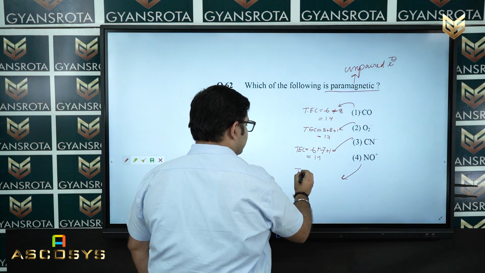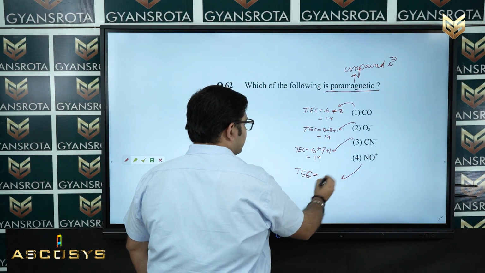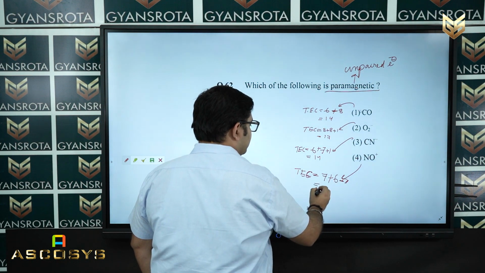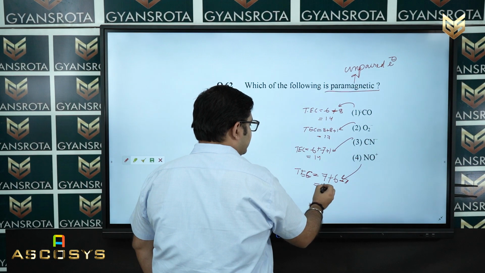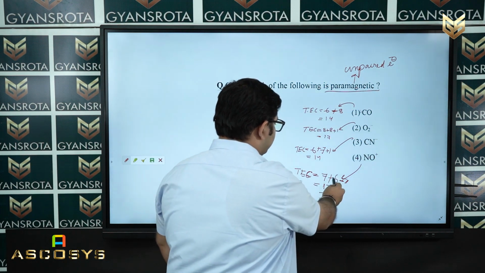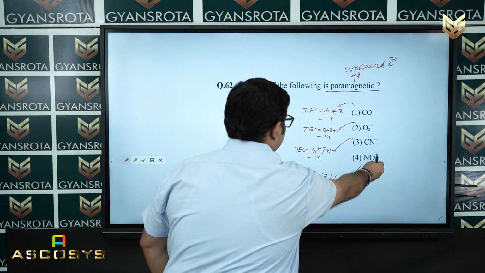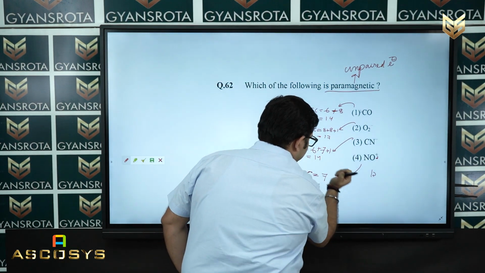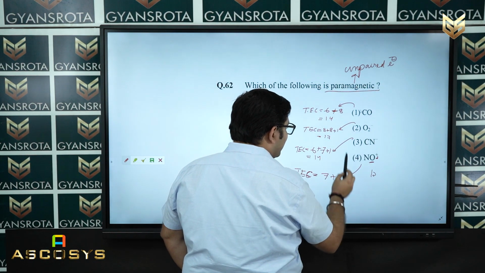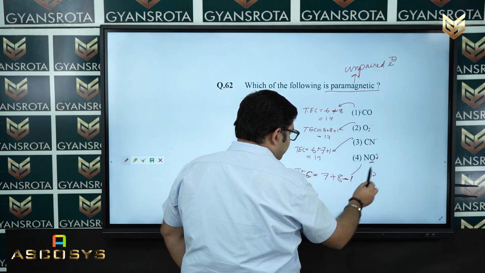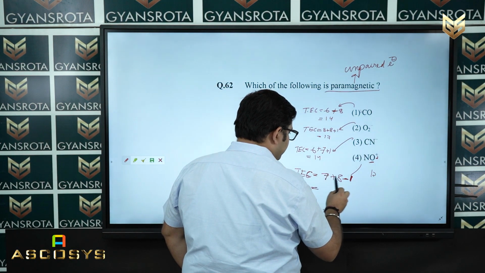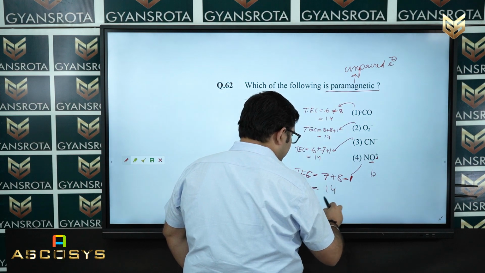Now, for NO plus, for nitrogen it will be 7, for oxygen it will be 8, not 6, sorry, 6 is for carbon, sorry for that mistake. For the plus symbol, 1 electron will be less. So, 7 plus 8 it will be 15, 15 minus 1 it will be 14, so 14.